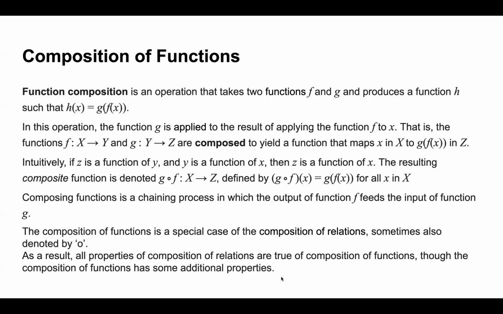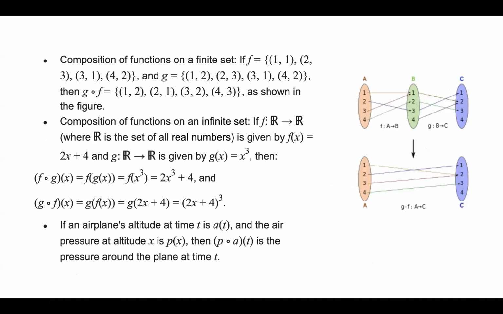Now we'll see the properties for composition of functions. What is there in composition of functions? We will see this one: composition of functions on a finite set. If f is equal to {(1,1), (2,3), (3,1), (4,2)}. Here it is like 1 1, 2 3, 3 1 and 4 2. And g is how? {(1,2), (2,3), (3,1), (4,2)}. Here we can see 1 2, 2 3, 3 1 and 4 2.